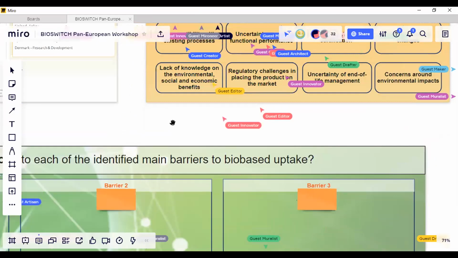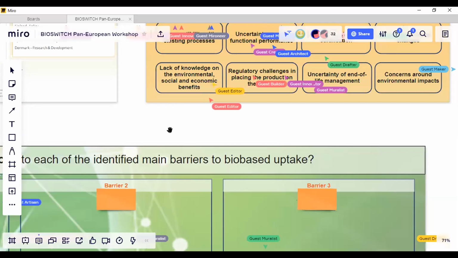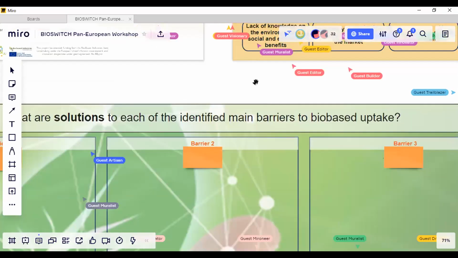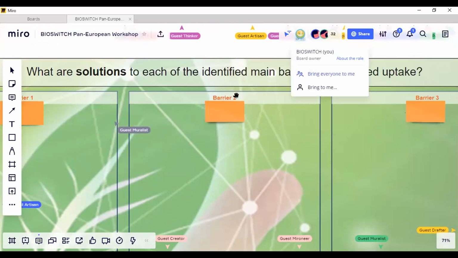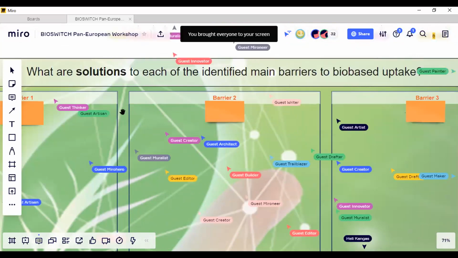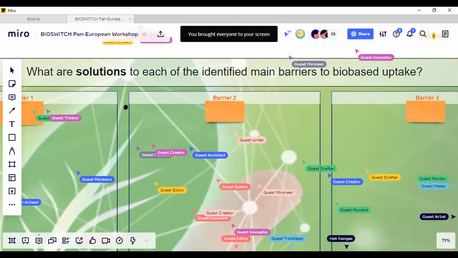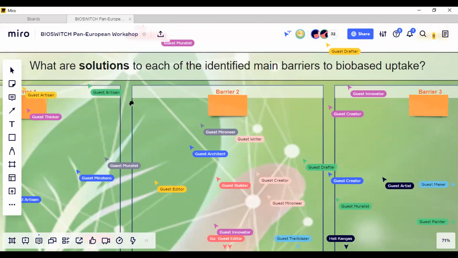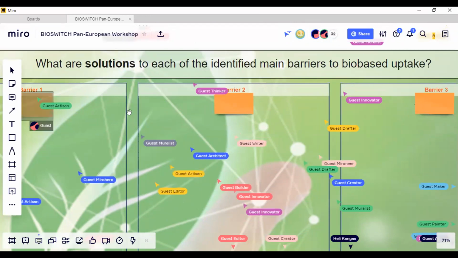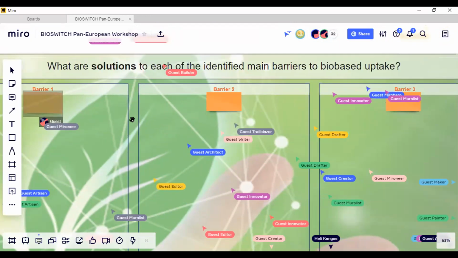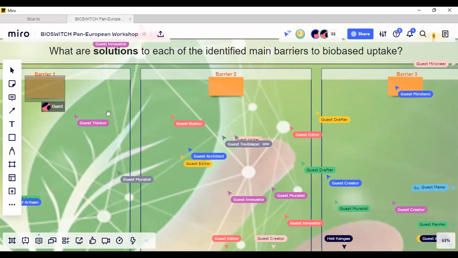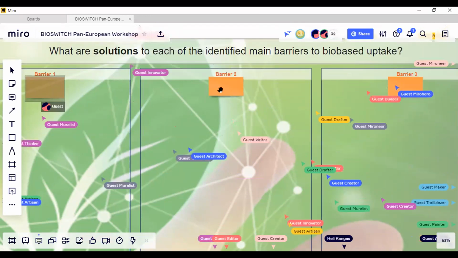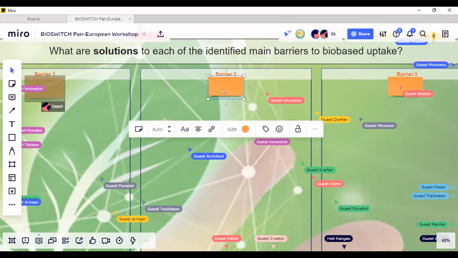So we will use these top 3 barriers from the vote to develop a set of solutions around these. So I will bring everyone to the board. You should be able to see shaping solutions for these main barriers now. You can see that the board is divided into 3 sections. This is to allow you to give your responses to each. So we'll be inputting the main barriers.